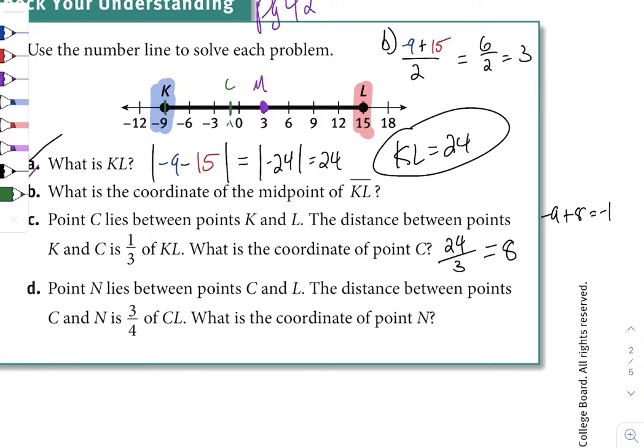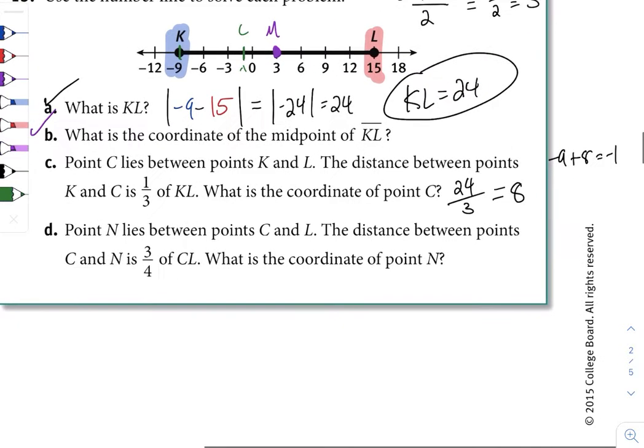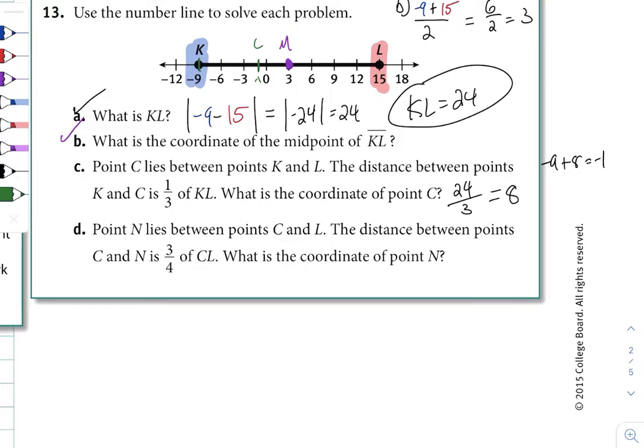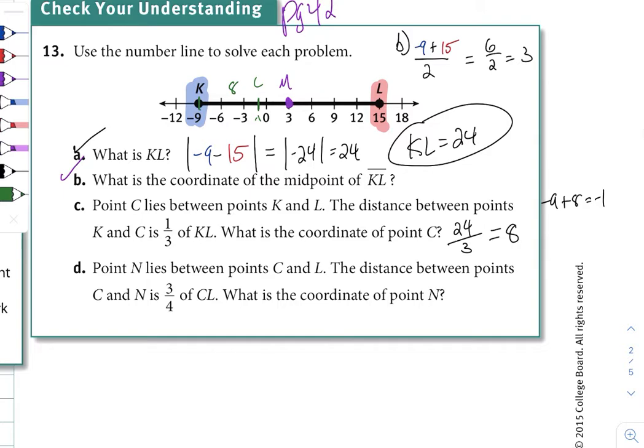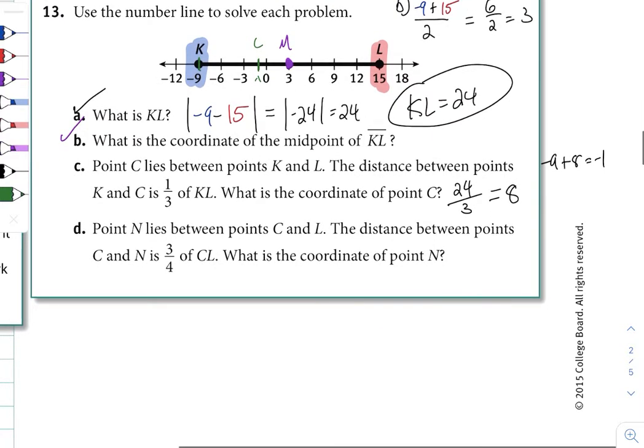Point N lies between C and L. The distance between points C and N is 3/4 of CL. So what is the coordinate of N? The first thing we need to do is find the distance for C and L. You could figure that out, since it's 24 for K and L, and we know this distance was 8. That means the other distance is going to be double because there was 1/3 from K to C, so there's got to be 2/3 from C to L. So that's going to give us 8 times 2, which is 16. Right? CL is 16 big.